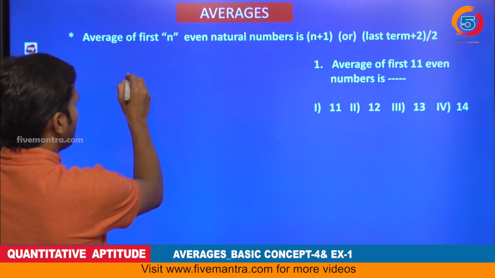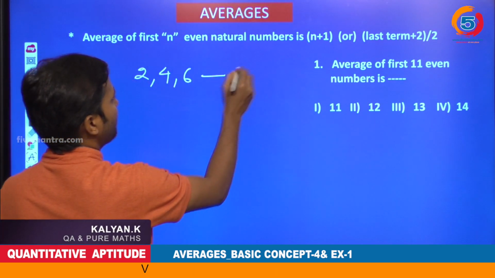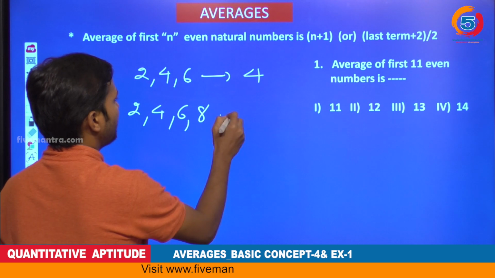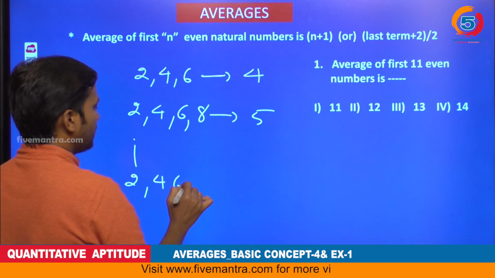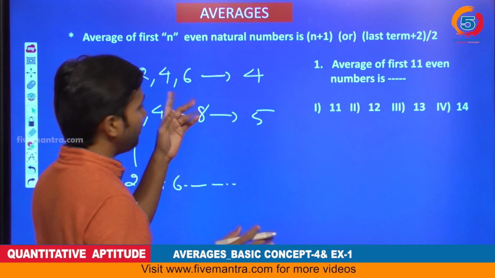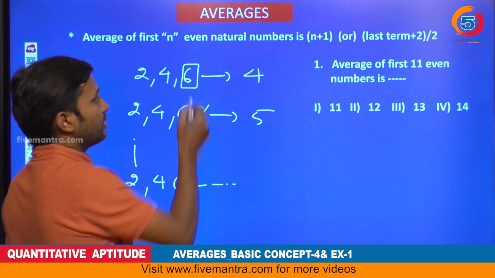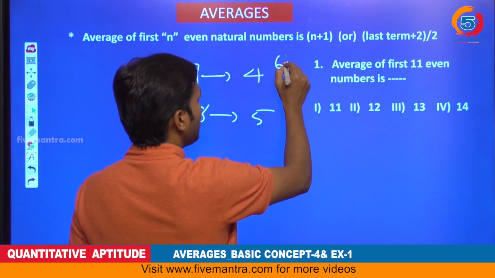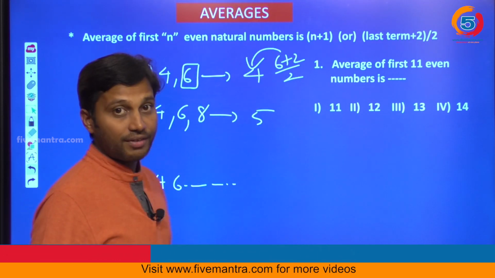See, here we said that, for example, I'll take 2, 4, 6, and we said the average is 4, and 2, 4, 6, 8, we said the average is 5, and so on. If you take 2, 4, 6, and so on up to n terms, just see, we try to find it by a different method. What is the last term here? 6, and what is the first term? 2. So if you find (6 plus 2) by 2, what is that? 8 by 2. Is it providing the average or not?